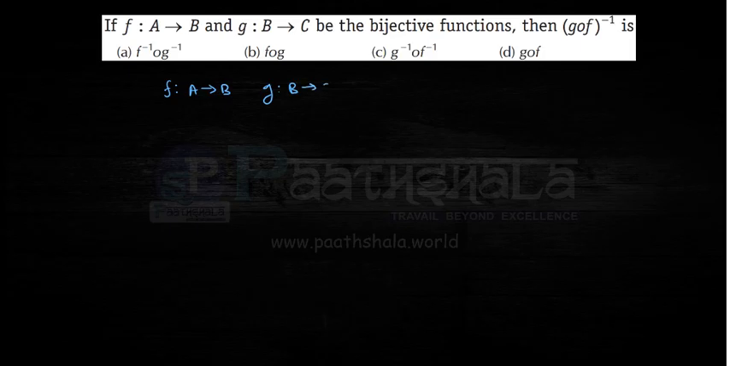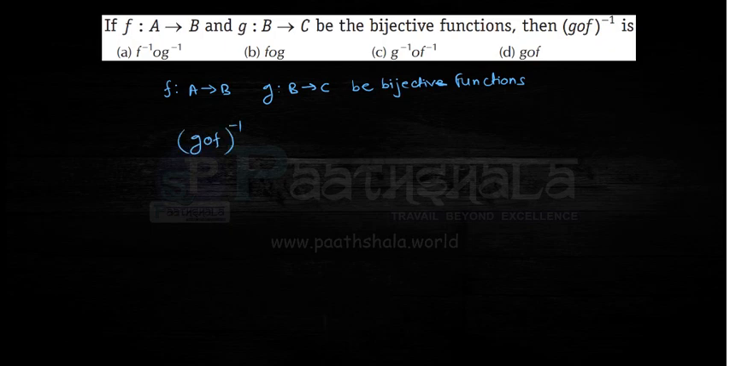This question is related to composite functions and inverses. Let's dive into the question. Here f is from A to B and g is from B to C. Both are bijective functions. The question asks us to find the inverse of the composite function, that is (g∘f) inverse.